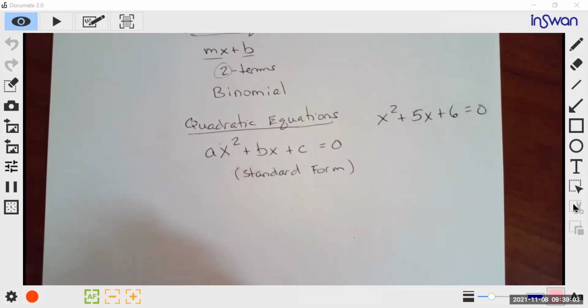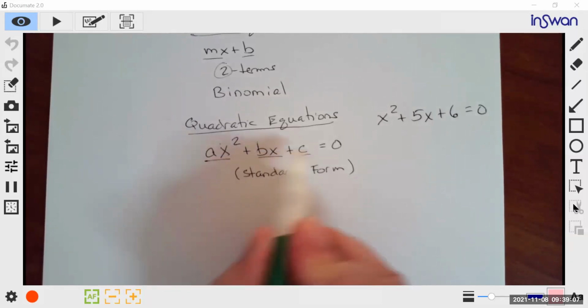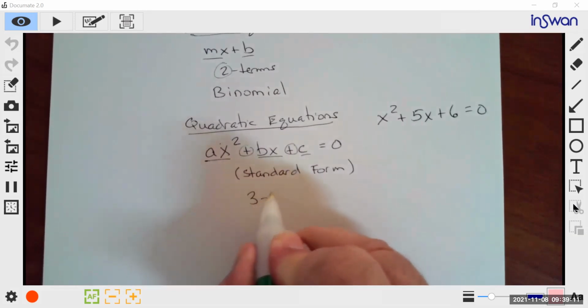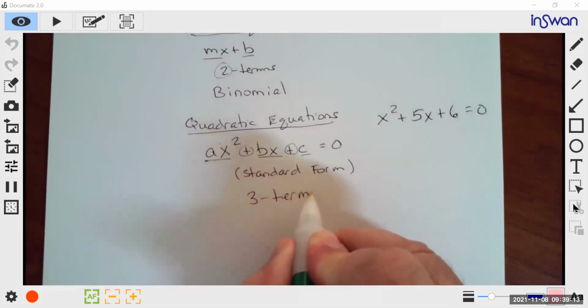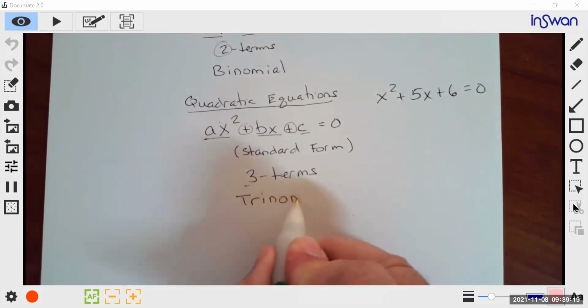How many terms in a quadratic equation? 1, 2, 3. Remember, anything separated by a plus or minus. There are 3 terms. So these are called trinomials.